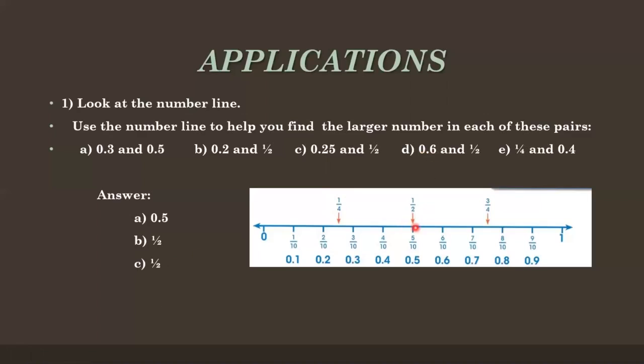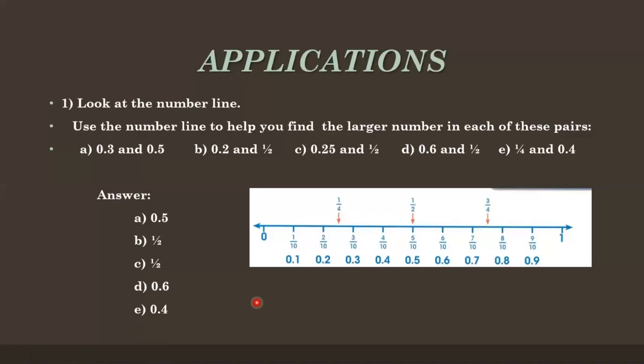Next, the D part is 0.6 and 1/2. 1/2 is here and 0.6 is here. So obviously, which one will be the larger? 0.6. Now the E part is 1/4 and 0.4. Where is 1/4? 1/4 is over here. And where is 0.4? 0.4 is here. 1/4 is here and 0.4 is here. So the larger number is 0.4.